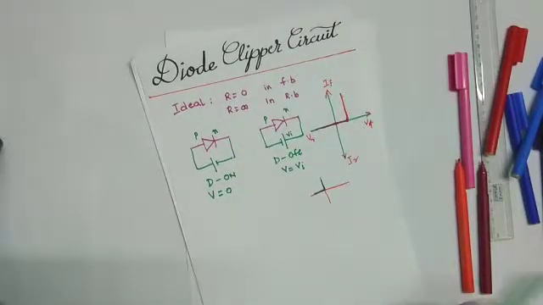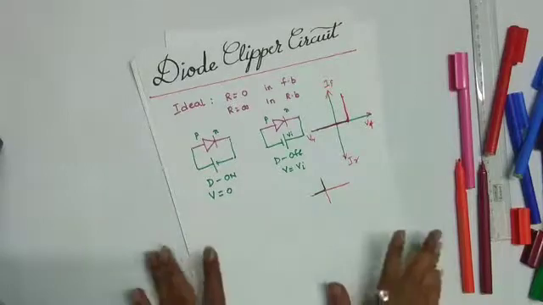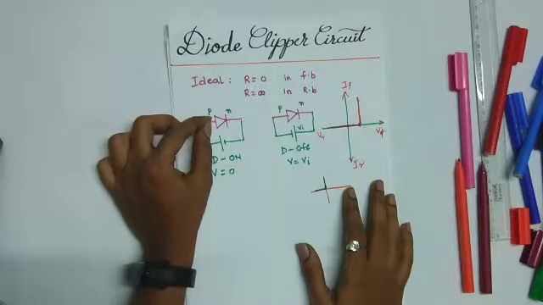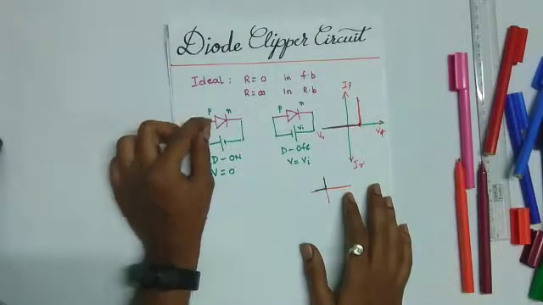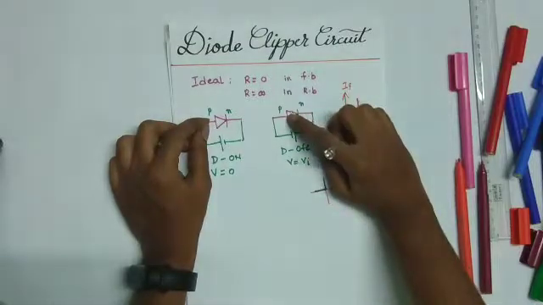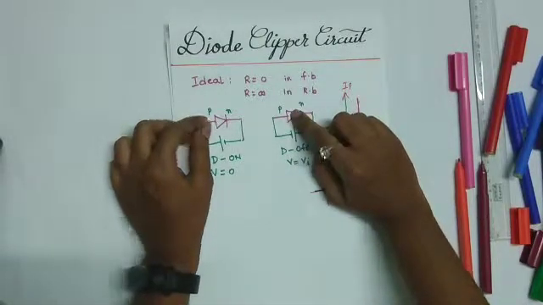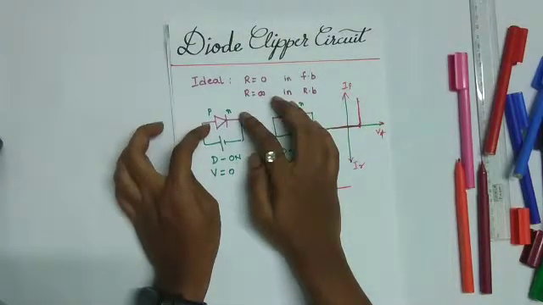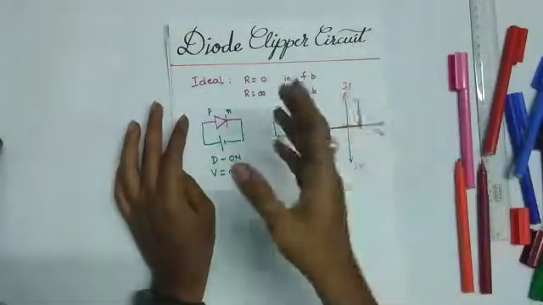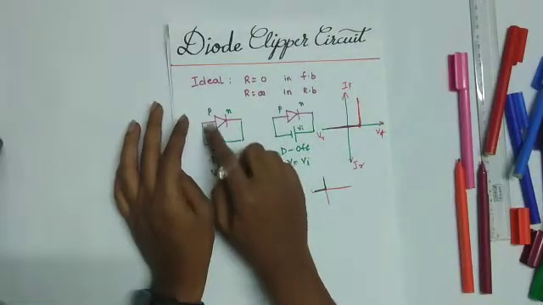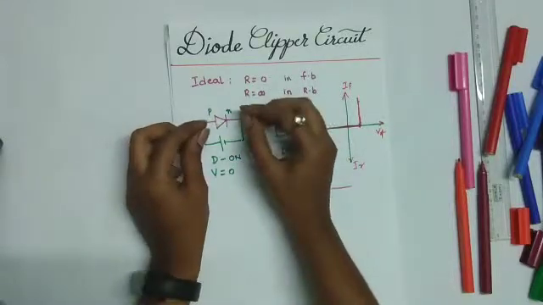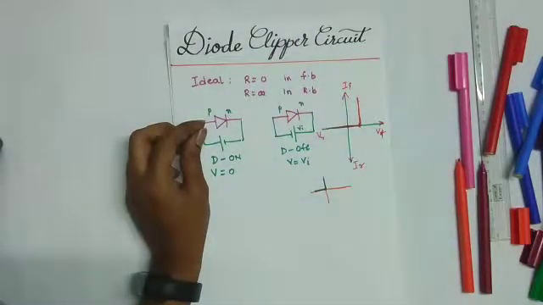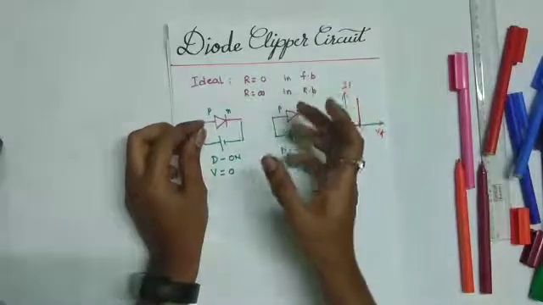Okay, so these are the basics you need to remember while solving diode clipper circuits, and all you need to remember is, if the P side of the diode has a positive voltage, the diode is on. If the P side of the diode has a negative voltage, then the diode is off. It can be explained this way: if the P side voltage is more than the N side voltage, then the diode is on, irrespective of whether it is positive or negative, whatever is applied at this point.